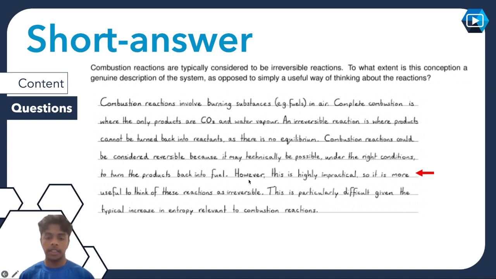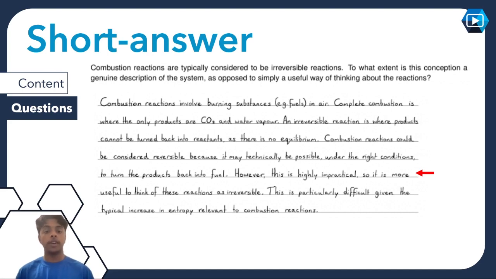So this particular sentence saying, however, this is highly impractical, so it is more useful to think of these reactions as irreversible, that in my opinion is the most important sentence as well, because we talk about the extent to which this conception is genuine description of the system. So while we do acknowledge that combustion reactions in some cases can be considered reversible, this is very impractical because of the energy required and the complexity of the reaction conditions required to get it to that state.